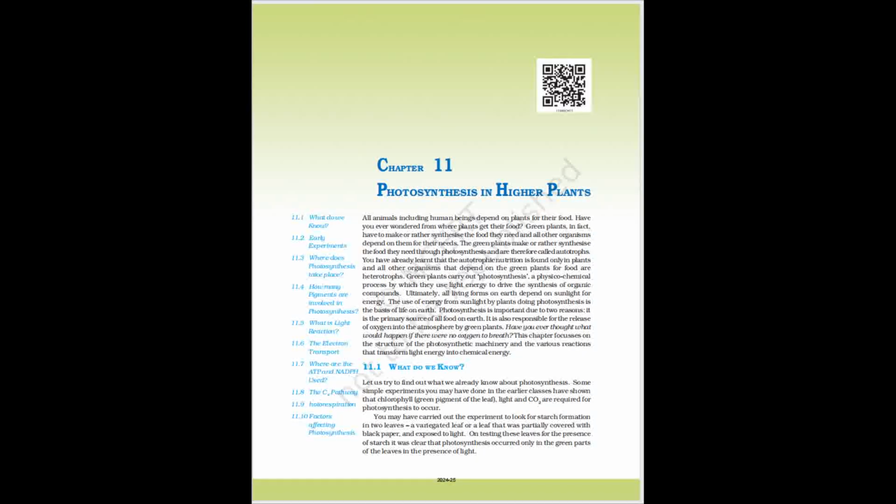Can you think how this could be possible? RuBisCO has a much greater affinity for CO2 when the CO2 and O2 are nearly equal. Imagine what would happen if this were not so. This binding is competitive. It is the relative concentration of O2 and CO2 that determines which of the two will bind to the enzyme. In C3 plants, some O2 does bind to RuBisCO, and hence CO2 fixation is decreased.